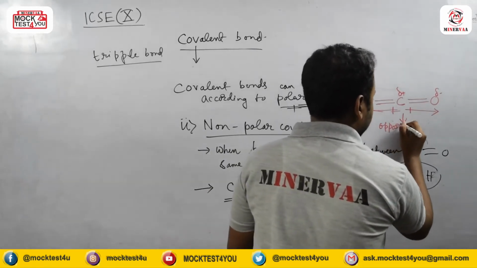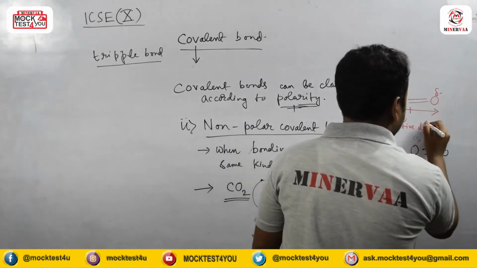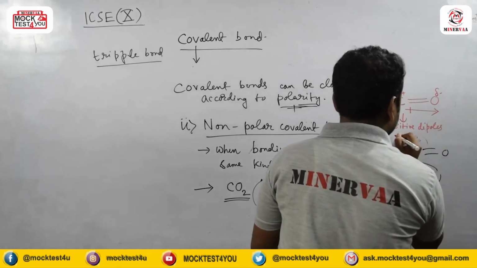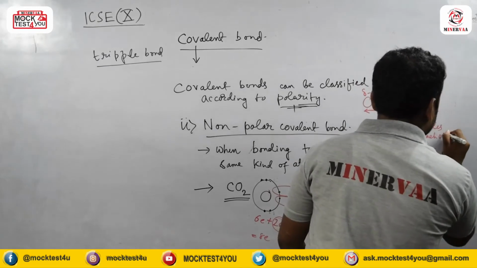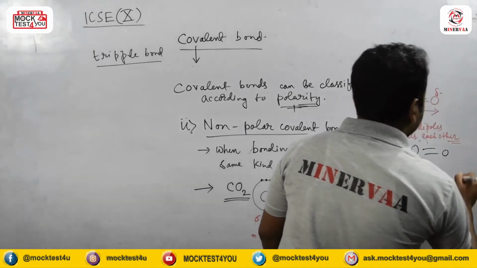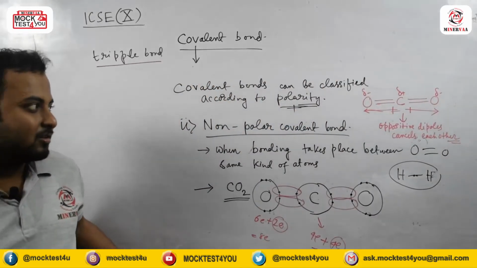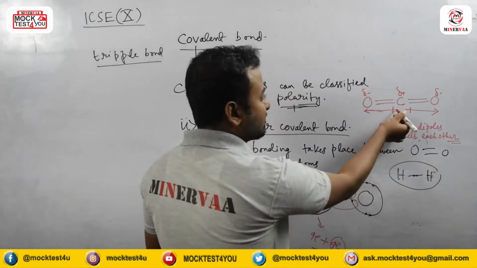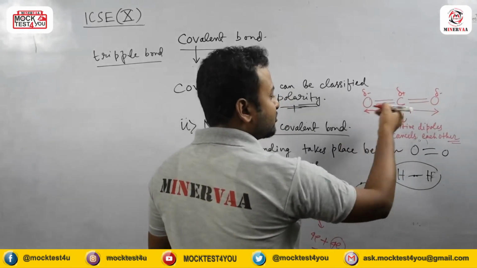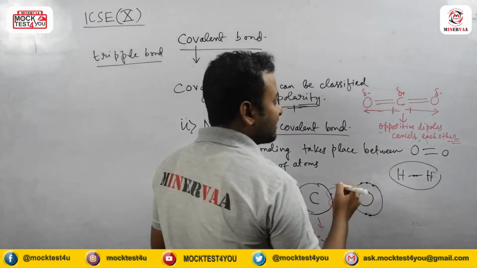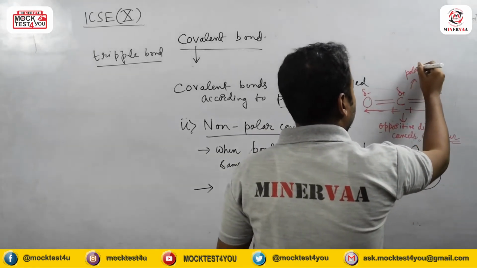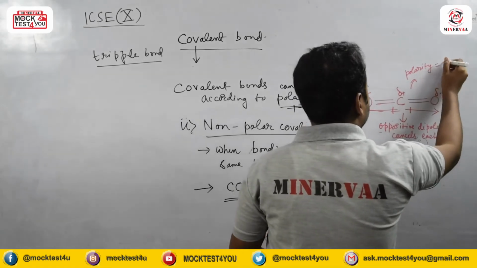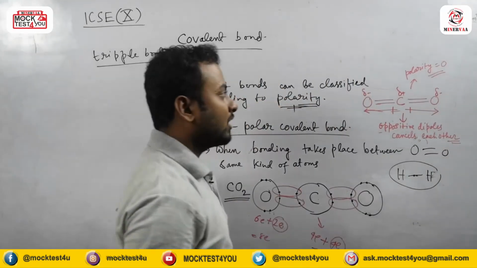Opposite dipoles cancel each other. Okay, the opposite dipoles cancel each other because the same amount of force is applied in both directions, in opposite direction. So it will cancel each other. So the net polarity will be 0. Polarity equals to 0. Okay.